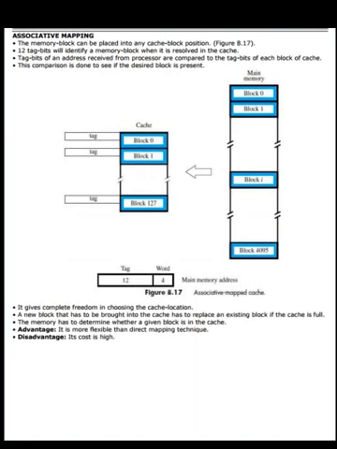Associative mapping. The memory block can be placed into any cache block position. See figure 8.17. 12 tag bits will identify a memory block when it is resident in the cache. Tag bits of an address received from the processor are compared to the tag bits of each block of the cache. This comparison is done to see if the desired block is present.